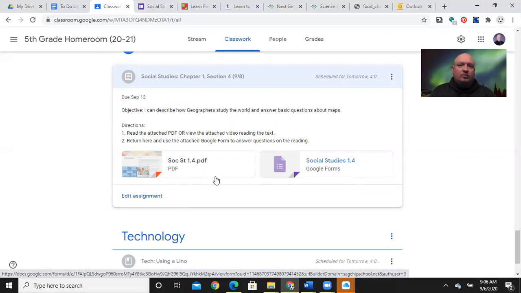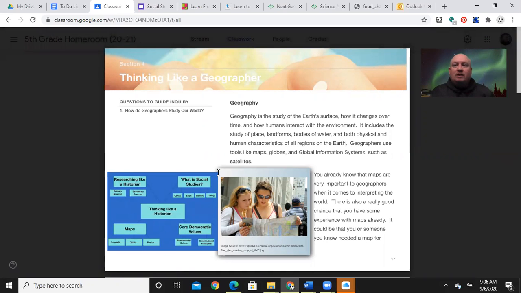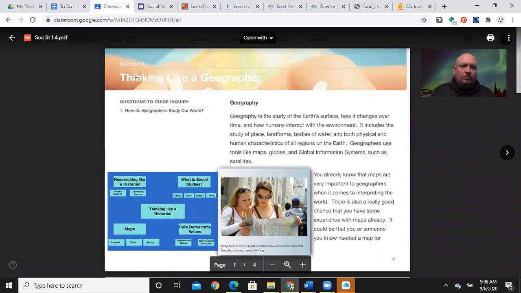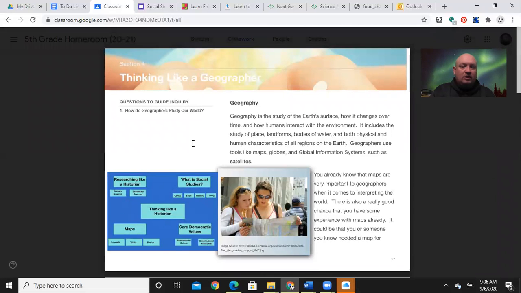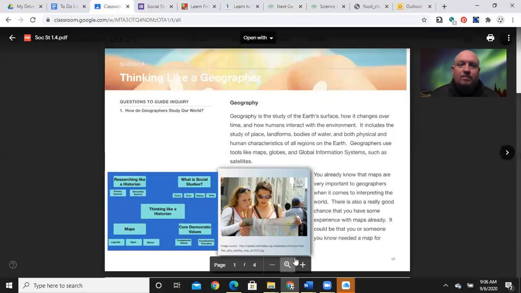We will cover this in just a moment. But let's begin at the text. You may choose to read a paper copy of this as you listen to me read, or you may just follow along as I read. So you see at the top, there is a header, Section 4, Thinking like a Geographer. There is an inquiry question, how do geographers study our world? You see the same image here about thinking like a historian, and this one I'm more focused on maps. So let's begin reading here on page 17.